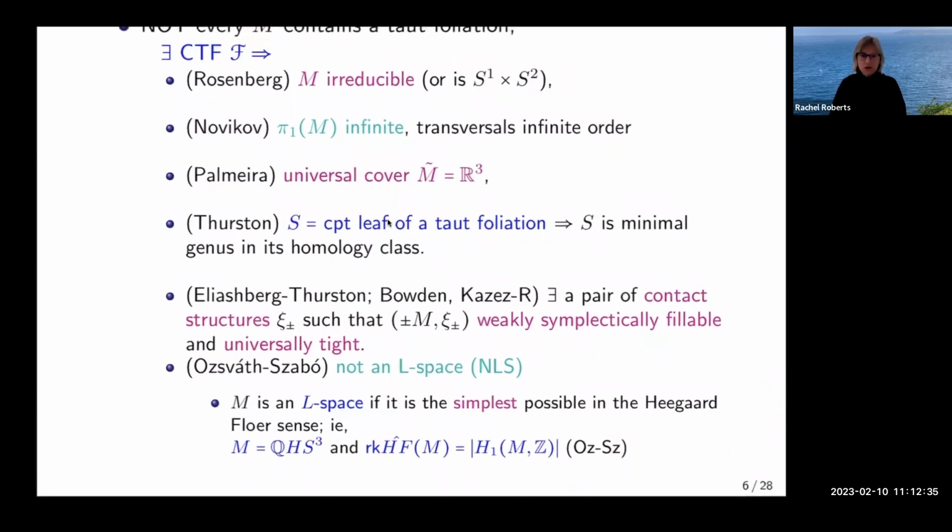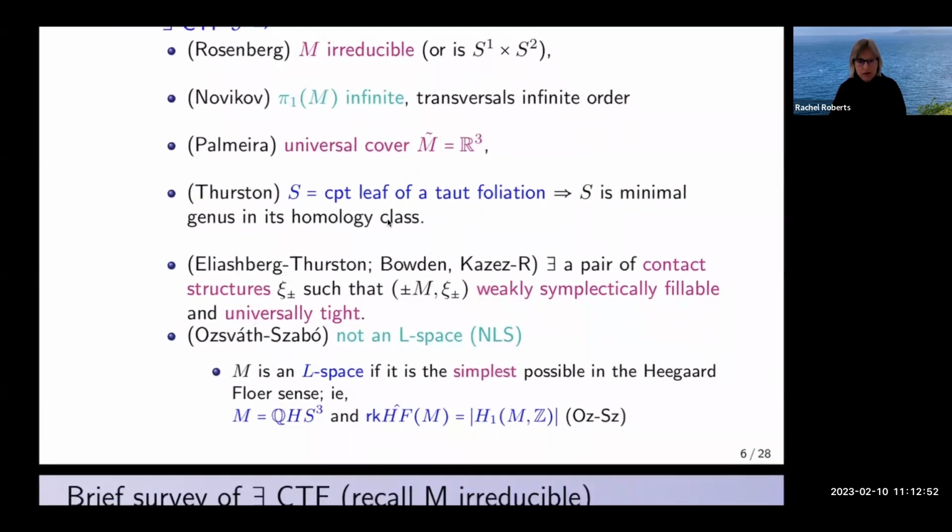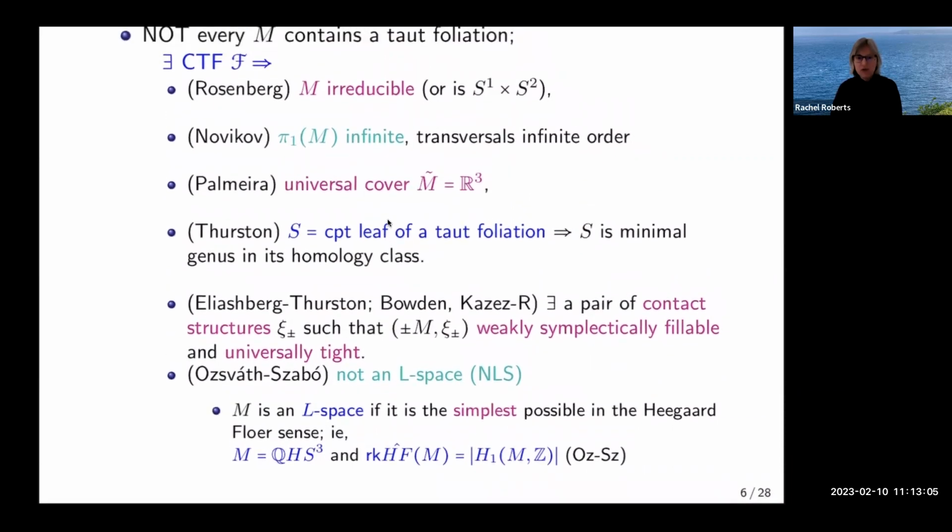And so Ozsváth and Szabó then use this to show that if you have a co-oriented taut foliation, you can use contact structures to show that you're not an L space. And Tao Li told us about this yesterday. So in particular, M is an L space if it is the simplest possible in the Heegaard Floer sense. So if M is a rational homology sphere and the rank of HF hat is equal to the cardinality of the integer first homology. So having a foliation gives us information, in particular this nice local picture and this nice way of traveling through our manifold that we can hope to make use of.